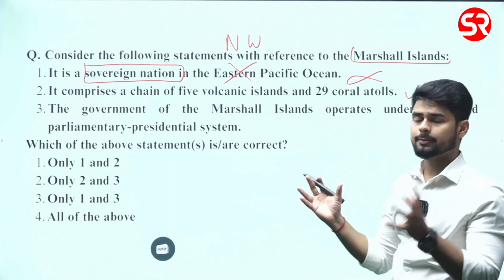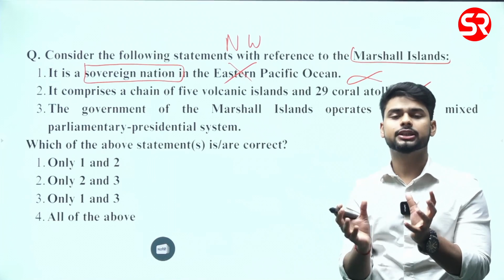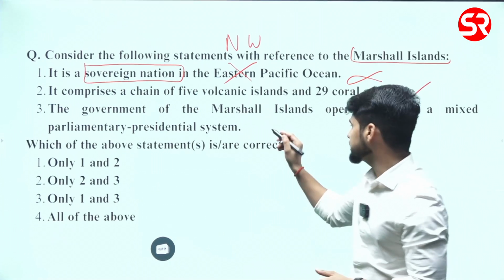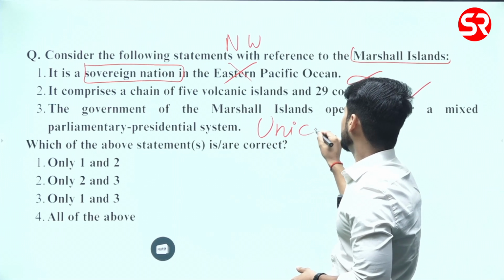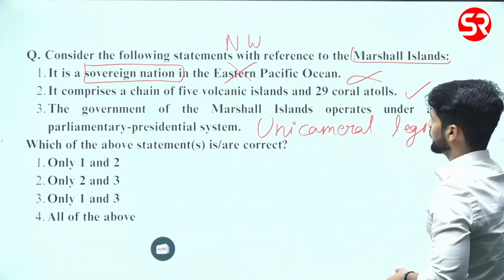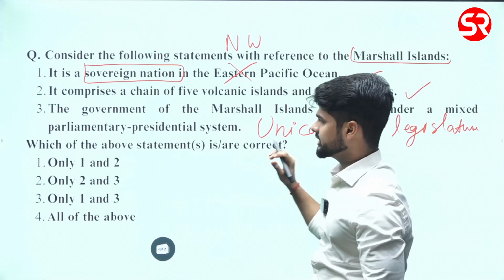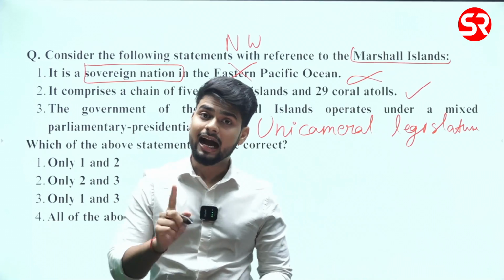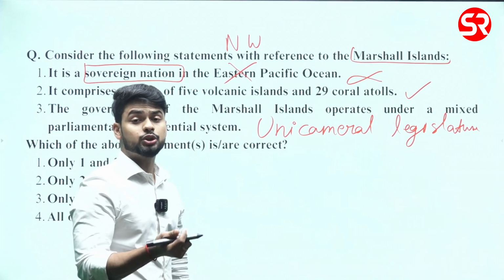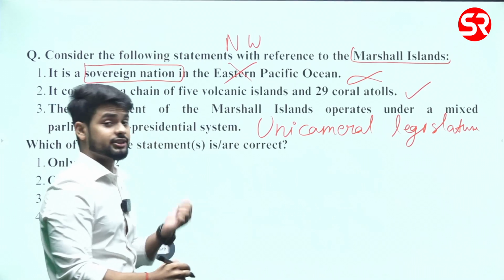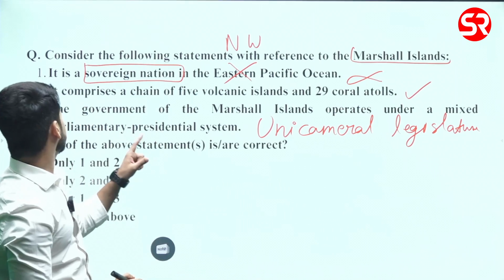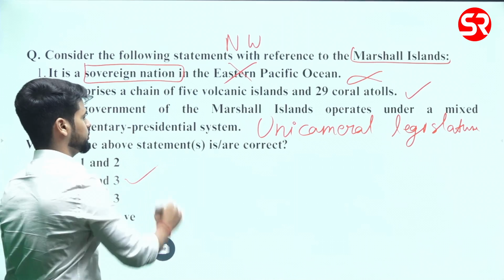So as we discussed here, it is actually a group of small islands. So it's a small country, and small countries often have a unitary nature, and this particular state also has a unicameral legislature. And they follow a parliamentary presidential system where the same person is head of the government and the head of the state. There are other small nations which also follow the unicameral legislature, for example, New Zealand, Sweden, etc. So here you can see only option 1 is incorrect. So option 2 and 3 will be the right answer.